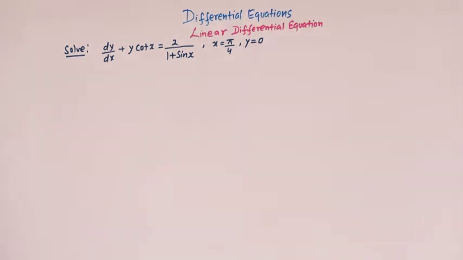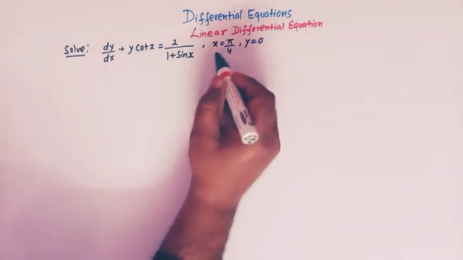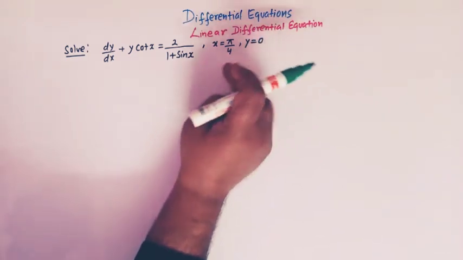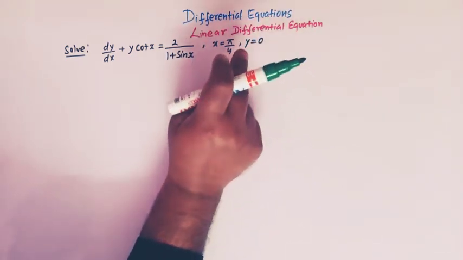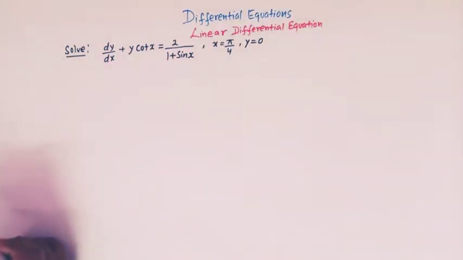So here we will first find out the general solution, and then we'll make use of this condition, or the boundary condition, to find out the particular solution of this differential equation.